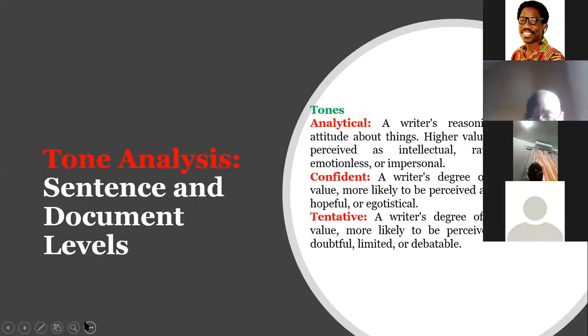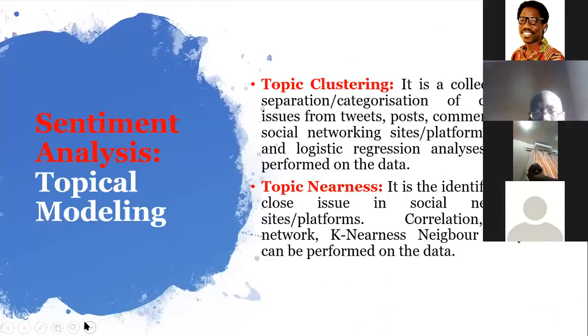Higher value, more likely to be perceived as intellectual, rational, systematic, and emotionless or impersonal. So we also have confidence. To what extent can you say the person who said this particular information is confident about the message he has passed out? So we also have tentative. This is the ability to say you are doubting that particular information. So that is under the tone analysis. Then after the tone analysis, emotion analysis, and the sentiment orientation that I have discussed, we also have topical modeling. Like I said, there is no way you want to do sentiment analysis without a little bit of mathematical discussion. So we have topic clustering.